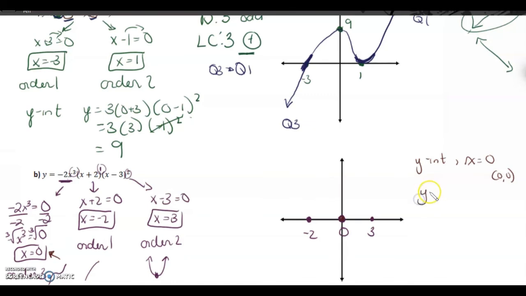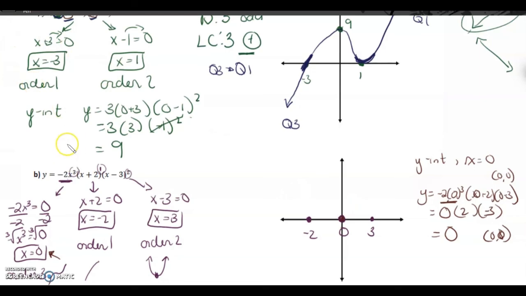Okay, so algebraically, y equals -2, (0) cubed, (0 plus 2), (0 minus 3). If we sub in 0 cubed here, it's going to be 0 times something times something. It doesn't even matter what those two things are. In this case, they are 2 and -3. We're still going to get 0. So we get the y-intercept of 0, 0, which we already knew from having an x-intercept of 0.